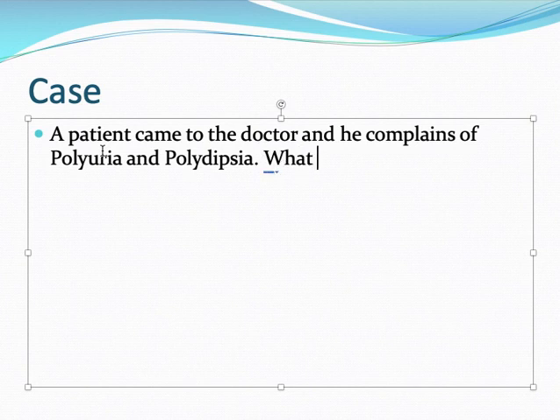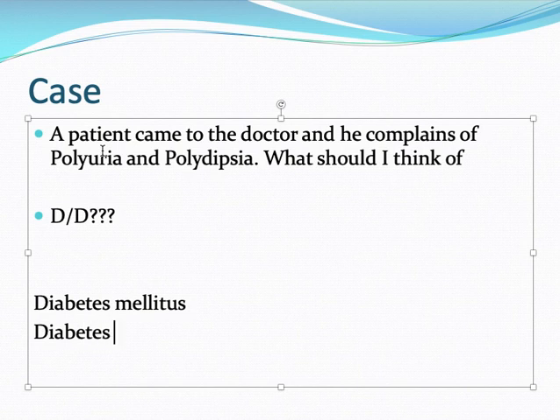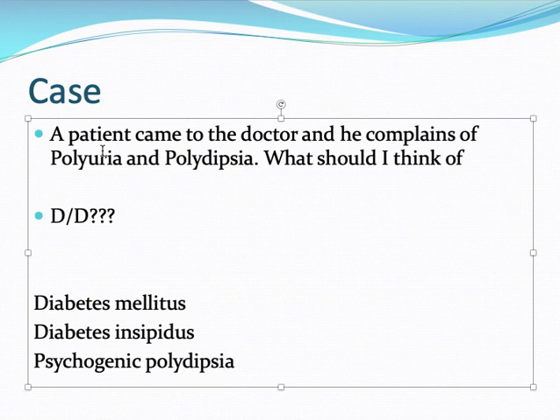So, what should I think of logically? What will be the differential diagnosis which will come into your mind as a working doctor? The first thing you are going to think is diabetes mellitus, that maybe the patient is having diabetes mellitus. You will think of diabetes insipidus, or you will think about psychogenic polydipsia, because all three of them have the same clinical features.